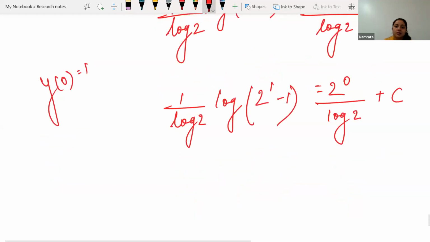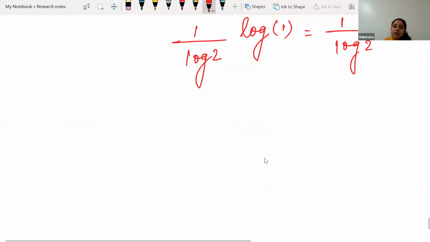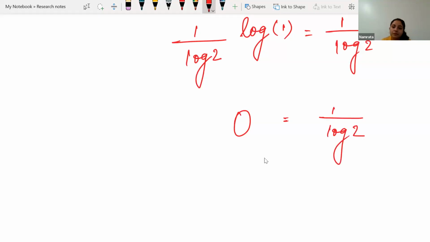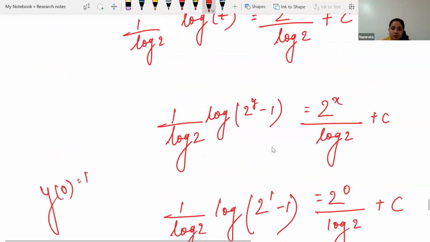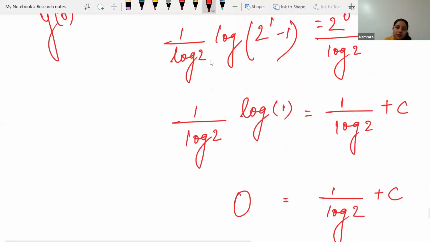So we are getting 1 by log 2 log of 2 minus 1, log 1 is 0, right? Here we'll have 2 to the power 0 is 1, so 1 by log 2 plus c. So the left hand side we are getting 0, right? Yes or no? Log 1 is 0. So we are getting c is equal to minus 1 by log 2. Let's substitute it in our solution. So here we will be substituting it. Okay, so we are having log, let me write it here only.